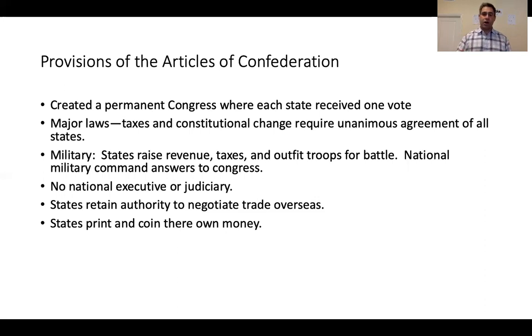The major laws of the Congress, any major laws made by this new national government, by a Continental Congress, taxes, changes to the Constitution, require unanimous consent for all states. What does that mean? That means for anything significant to be done, and remember, this is in the middle of a war with a much stronger colonial power, any changes, any national law that's major requires unanimous consent.